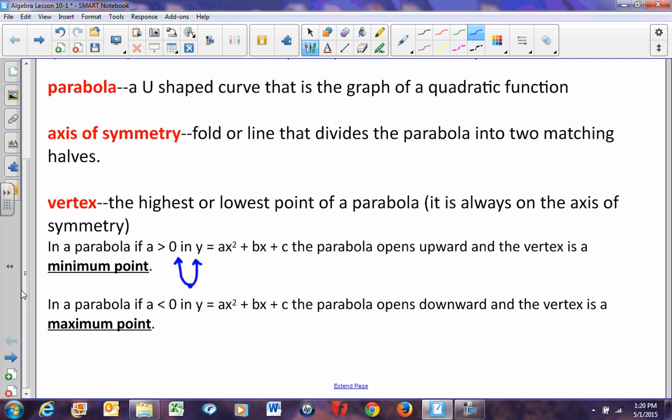In a parabola, if a is less than 0, y equals ax squared plus bx plus c, the parabola opens downward like this, and the vertex is a maximum point. In other words, it would be the highest point on the graph, which looks something like that.